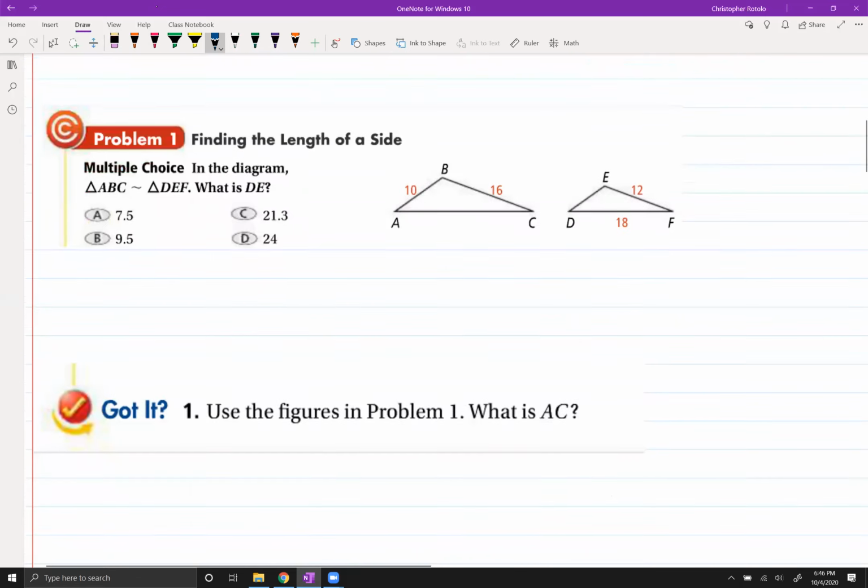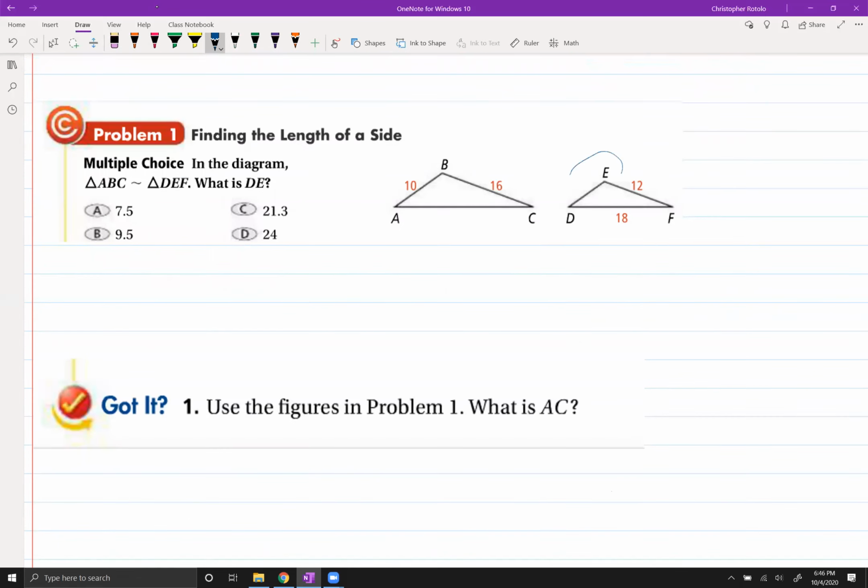So what did they ask for? They asked for DE, so I'm looking for DE, so the thing that it's compared to. Okay, so again, I might start by saying, well, this one looks bigger, so I'm going to say the big triangle compared to the small triangle. So the big one is 10, and the small one is what we're solving for. And the big one, I have a 16 where I have 12 in the other. Okay, so notice the side that I have, what I'm looking for. And now we're just going to cross multiply.